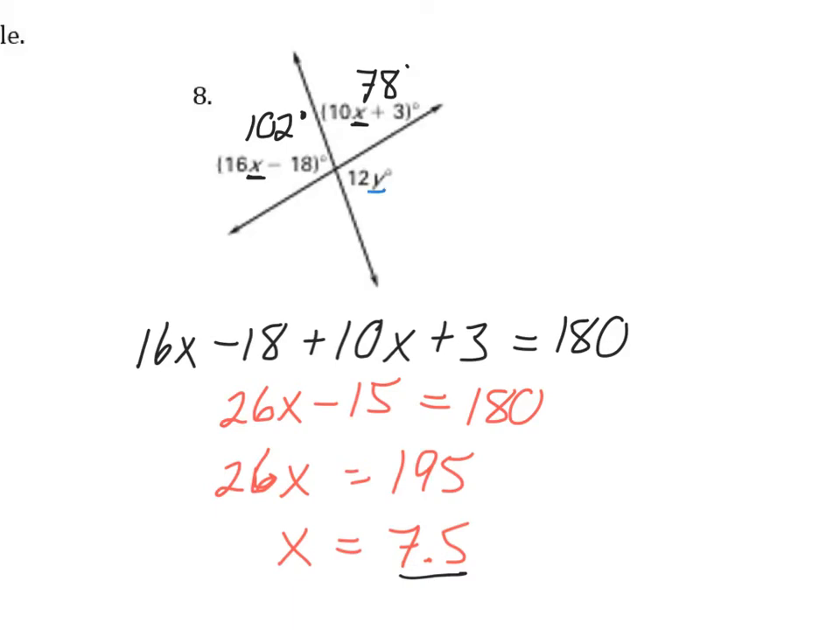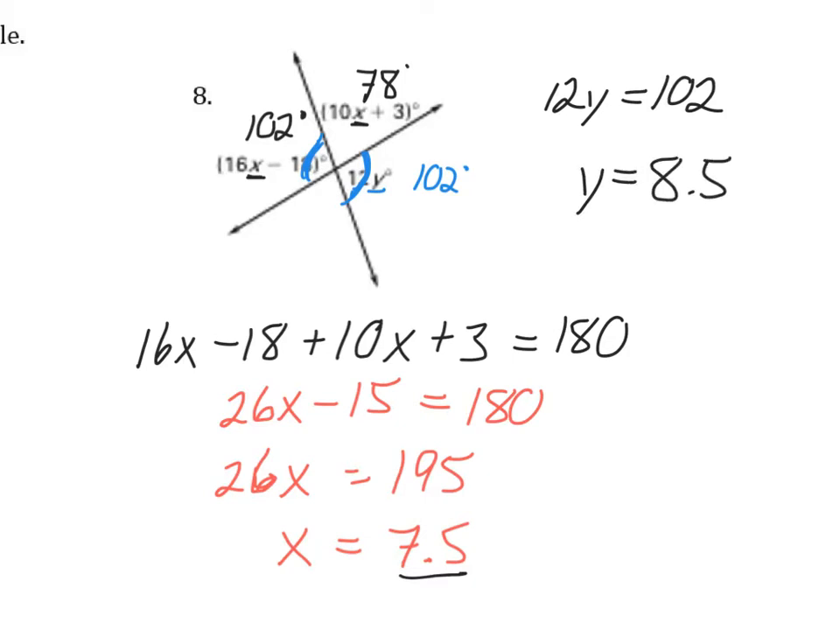Well, if you remember what we discovered earlier, these vertical angles on the left and the right are going to have the same measurement. So I know that this angle on the right must equal 102 degrees. Now you can set up an equation to solve for y. You know 12y equals 102. Therefore, y equals 8.5.